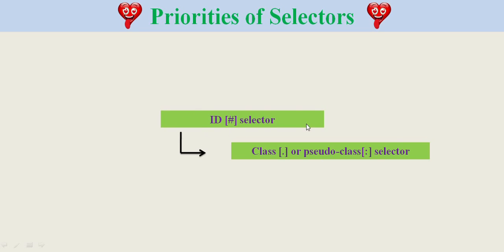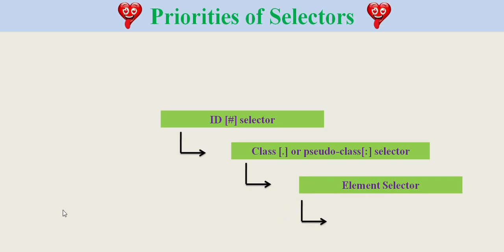If there is no ID selector for your element, and if there is a class selector, the priority goes to the class selector first. And if there is no class selector within your element, the priority goes to the element selector. But the least priority that we have given in our selectors is the universal selector, which takes the least priority.